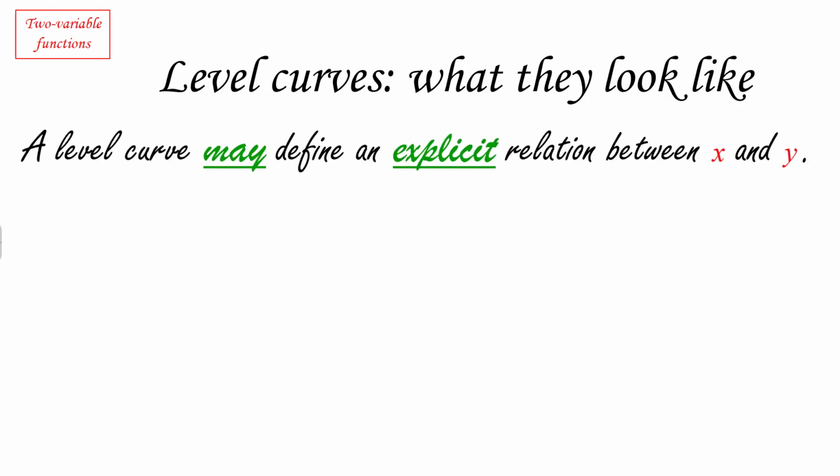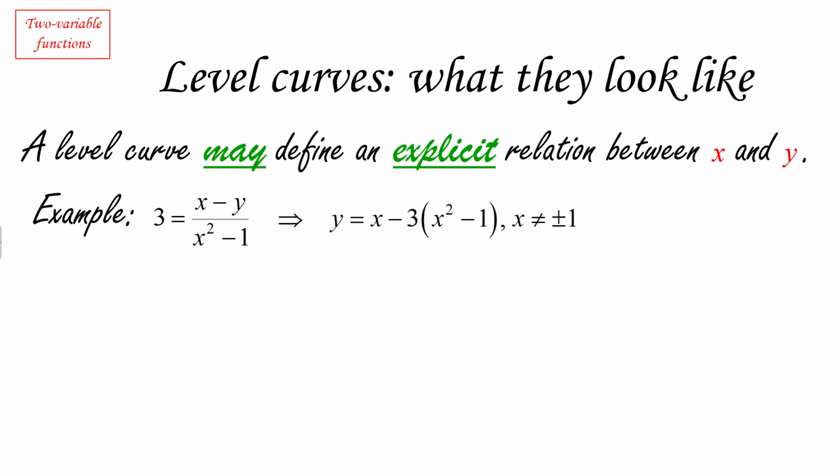Well, a level curve may define an explicit relation between x and y. For instance, let's again look at our function and set that equal to 3. Then we can easily solve this function by isolating for y, and we end up with y being equal to x minus 3 times x squared minus 1. The only thing we have to be careful about is remembering that we don't want x to be plus or minus 1. So in this case, we have to actually add that to the information we have.